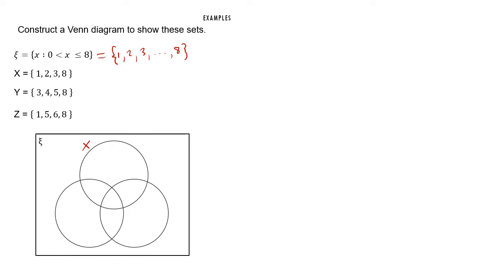Label the sets. Doesn't matter which way around we put it, as long as the elements go in the right place. So 1 is in both X and Z. 2 is just in X, and just being careful as we go through. Seven's in none of the sets, so that goes outside. And 8 is in all 3, so that goes in the middle where all 3 circles intersect.